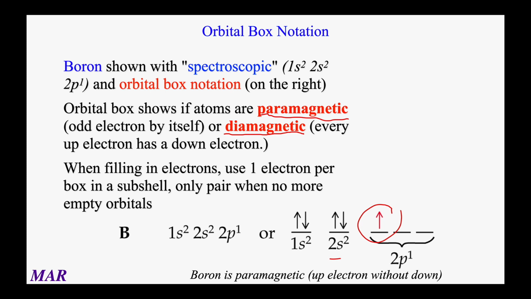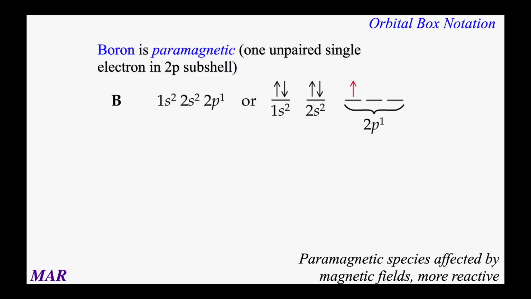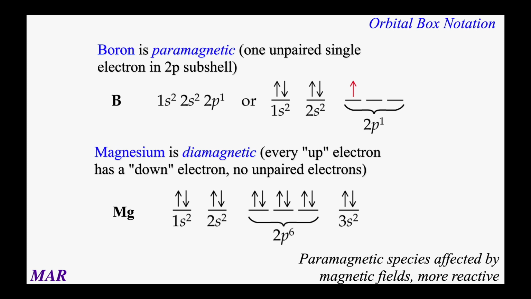Now remember, you've got to have 1 electron per orbital, all right? And that's going to be important to us coming up here soon. So we would say boron is paramagnetic because of that one electron that is up without a down or down without an up. So there's boron, again paramagnetic because of that 2p1 part right there.